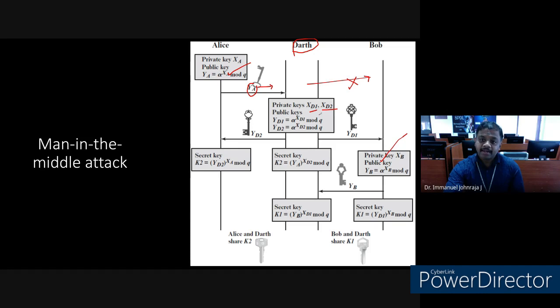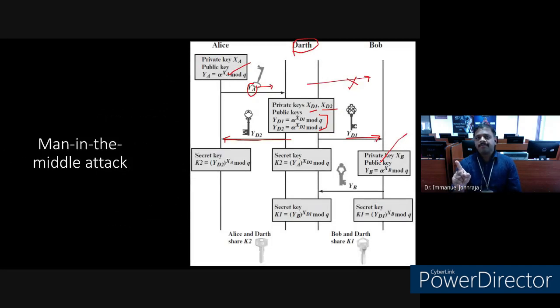He calculates two public keys, YD1 and YD2. After receiving this XA, he stops it from going to that side. He meticulously plans and sends one of the public keys, YD2, here. Alice thinks that this is the key she has received from Bob. Something fishy, right? Similarly, he sends another public key to Bob's side.